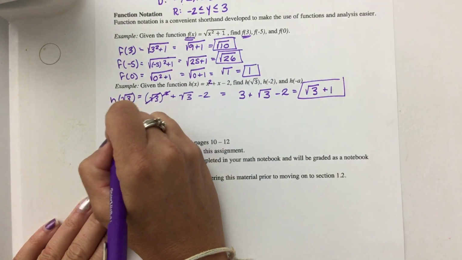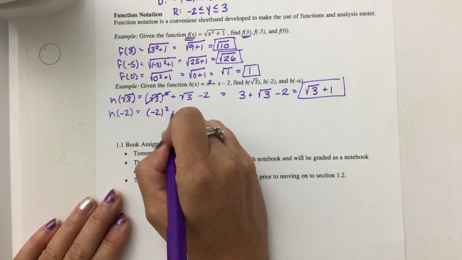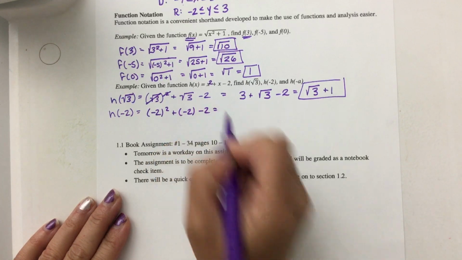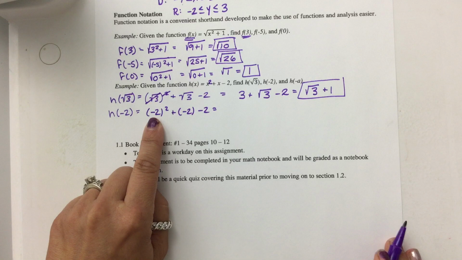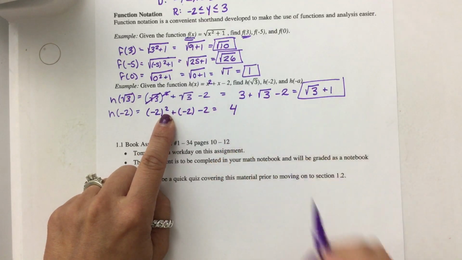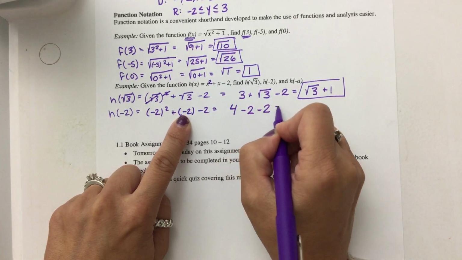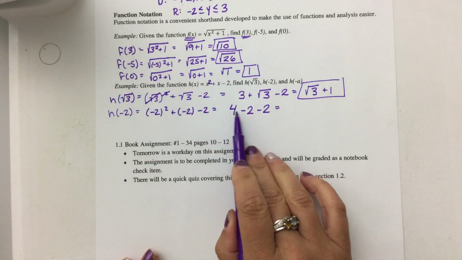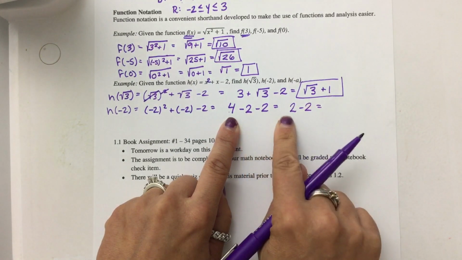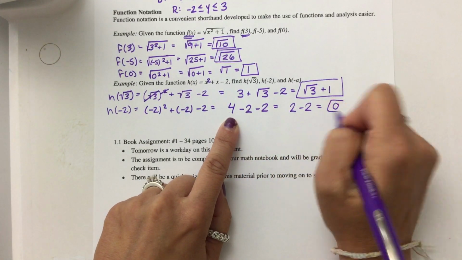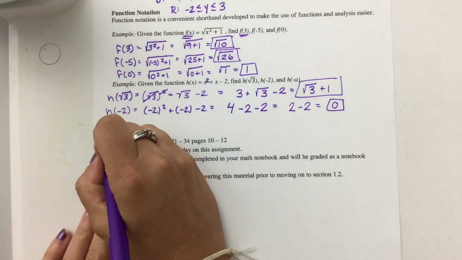If I have h of negative 2, what I have to do is find every x and replace it with a negative 2. Order of operations, I'm going to do the exponents first. Negative 2 times negative 2 is positive 4. Remember, if you ever add a negative, it's the same as subtracting. So here I have 4 minus 2. It's 2. I just performed this operation to get the 2. 2 minus 2 is 0. So we did all that work for nothing. Ha ha ha ha.